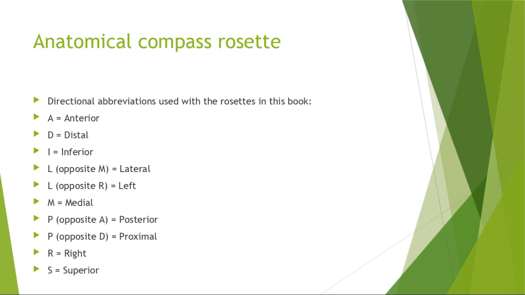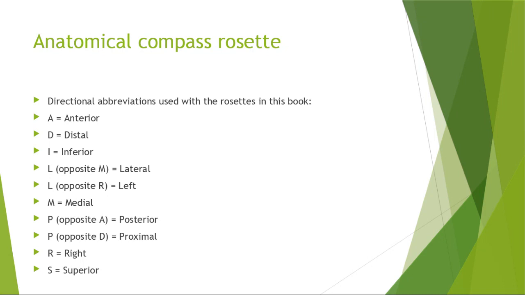So anterior, distal, inferior. L is the opposite of M. L is lateral. M is medial. That's more towards the midline. So M, remember, medial is midline, towards the inside. Lateral is towards the outside. Okay? L is the opposite of R, which is also left. R is right.